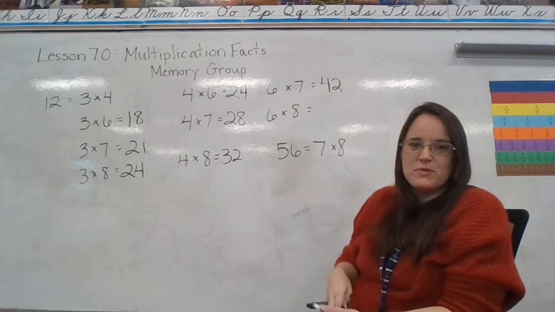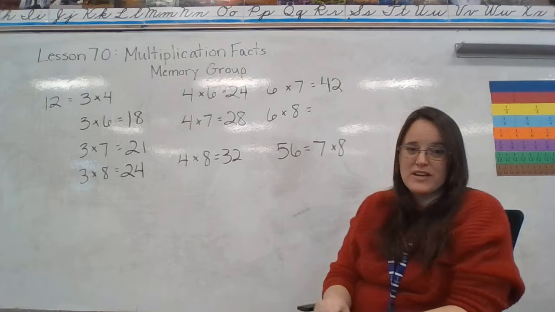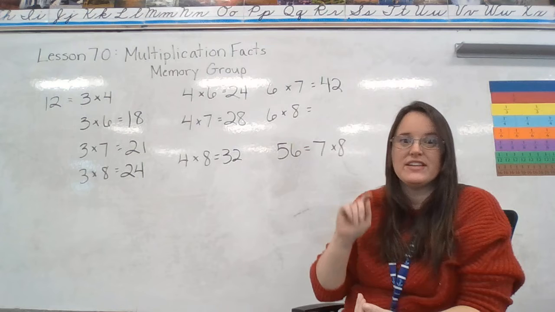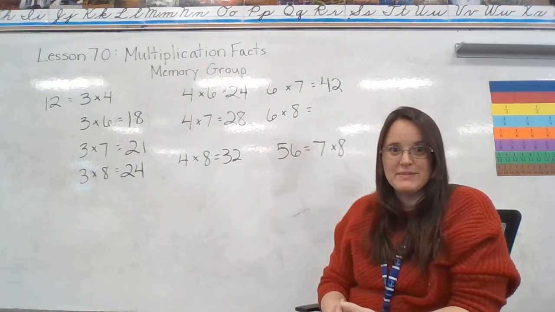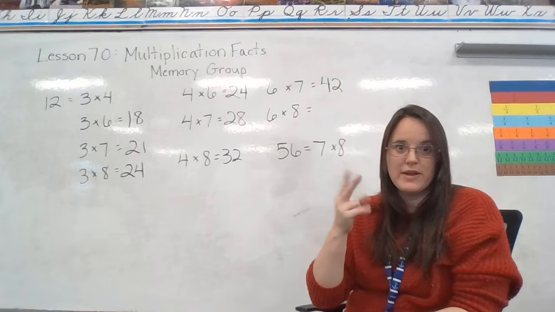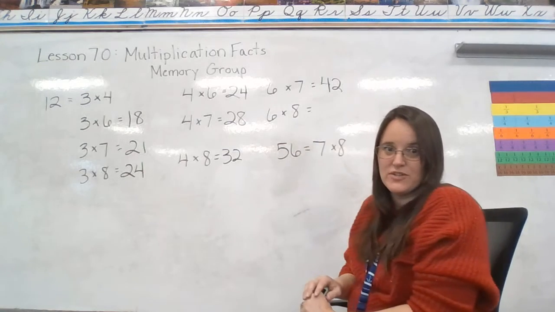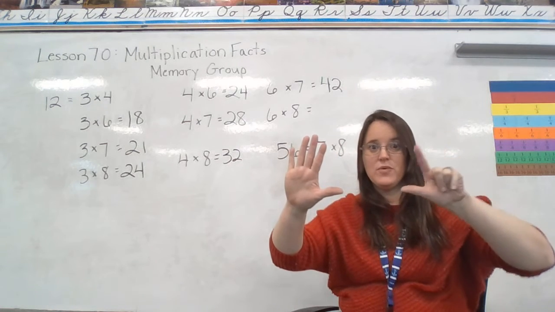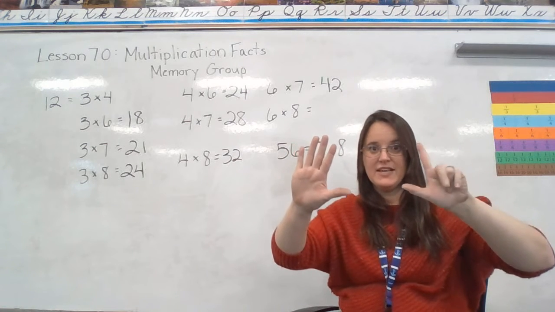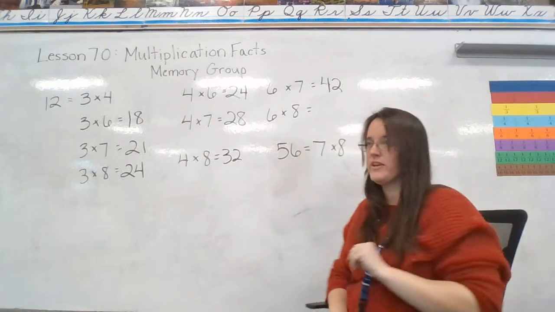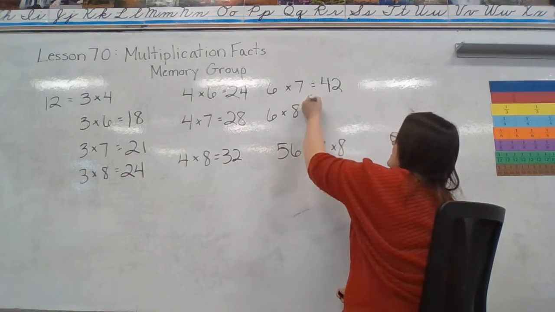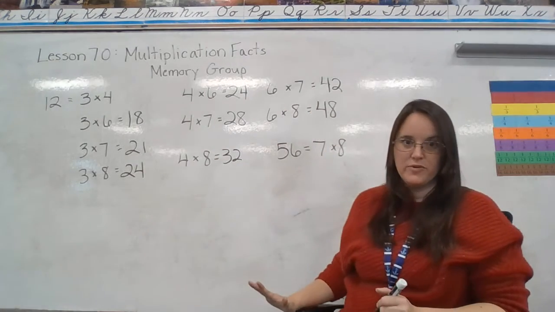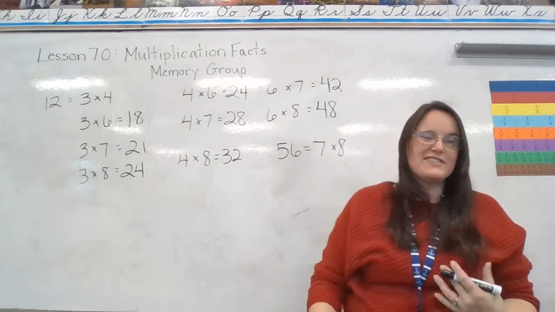Again, this one tends to be one of the harder ones. I don't have any trick for it other than if you can just really stick it in your head. 6 times 7 is 42. 7 times 6 is 42. Whichever way we write it, it still equals 42. So then 6 times 8, we were at 42. We need one more group of 6. So that's going to give us 48. And here is our memory group. We just have to memorize them.